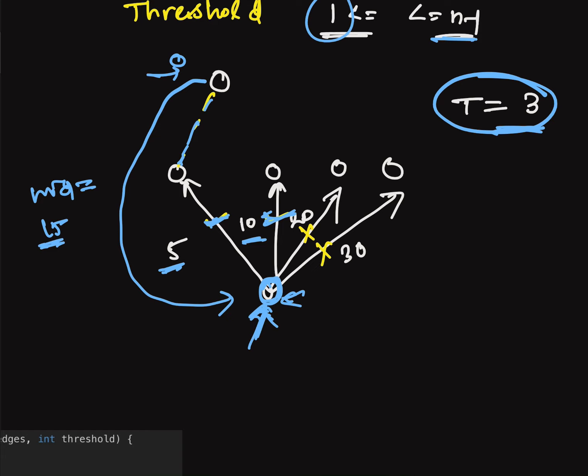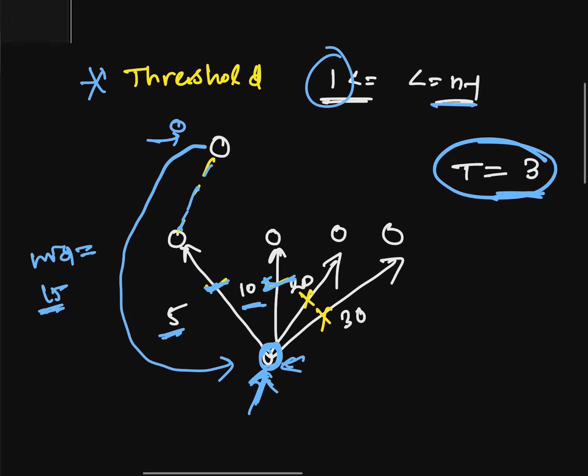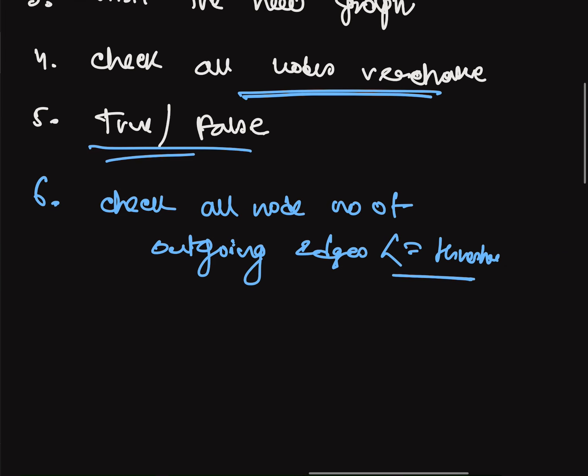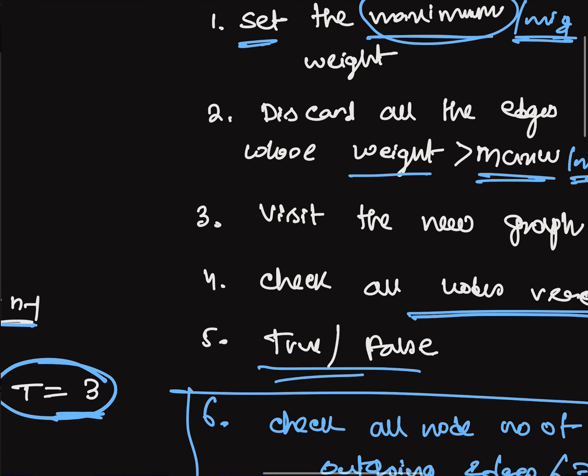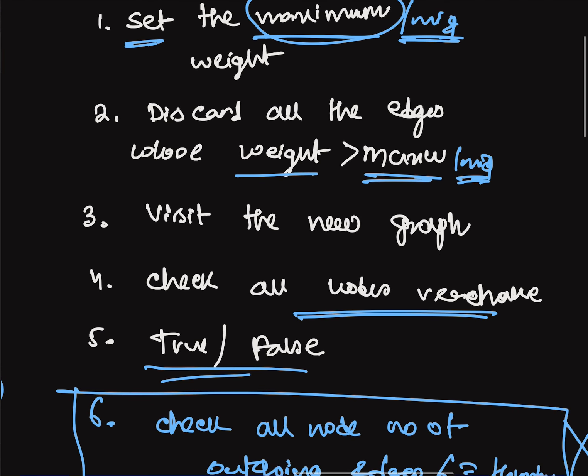So whatever the threshold value, it doesn't matter here. That's why I will not check, for each node, whether the maximum threshold number of outgoing edges is present or not. So I can skip this threshold condition, and I just remove this condition from here. Step 6: if I visit the resultant graph and am able to reach all the other nodes from 0, then I will return true. Else, if it is not possible, then return false.